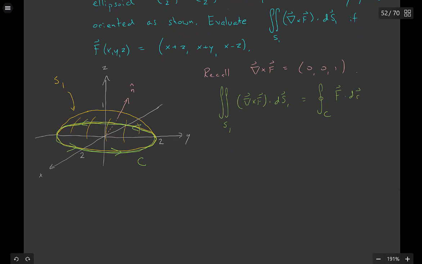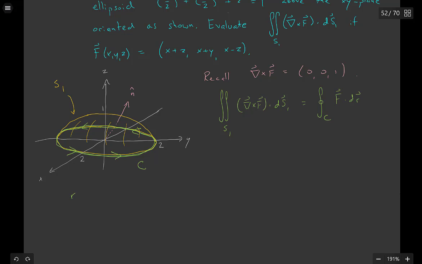So to evaluate that line integral, I'm going to need to parameterize that curve C. So I can write that as r of t is equal to, it's just a circle in the xy plane of radius 2. It's got to go counterclockwise when viewed from above, so I am constrained a little bit in how I describe this, but my usual parameterization works here. 2 cosine of t, 2 sine of t, and 0 for the z component. This gives me r prime of t equals minus 2 sine of t, 2 cosine of t, and 0.